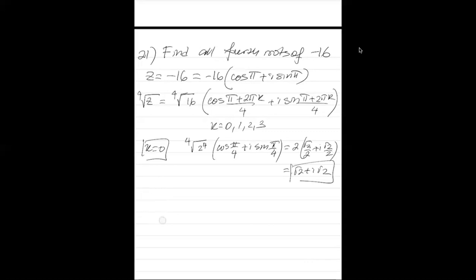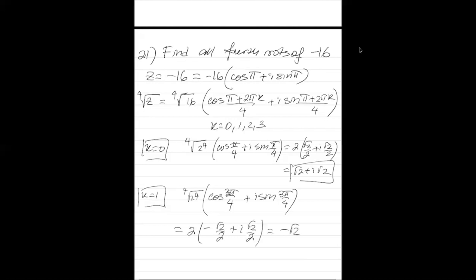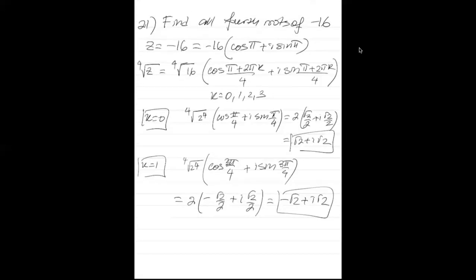The first 4th root. And then if k equals 1, you'll get the next one, the 4th root of 2 to the 4th, but it's going to be cosine with k equal to 1 now. Pi plus 2 pi will be 3 pi over 4, plus i sine 3 pi over 4. So that is 2 times negative root 2 over 2 plus i root 2 over 2, which is negative root 2 plus i root 2. So that's the second one.